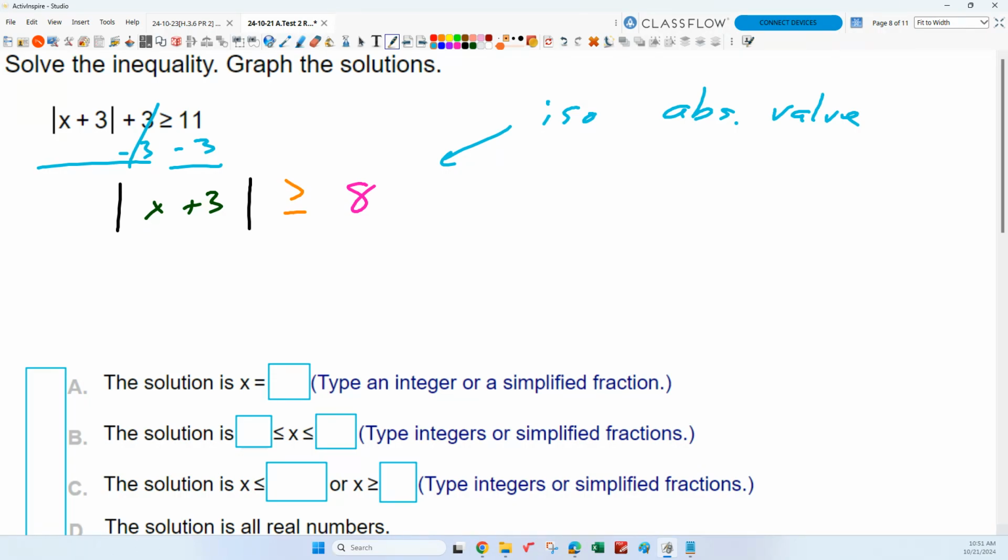Now what? Split it. Okay, this is the part where you got to be careful. When we split an absolute value inequality, depending on the direction of the inequality sign, we're either going to break it into a compound or inequality or a compound and inequality. Which one is this? Or. It's or.